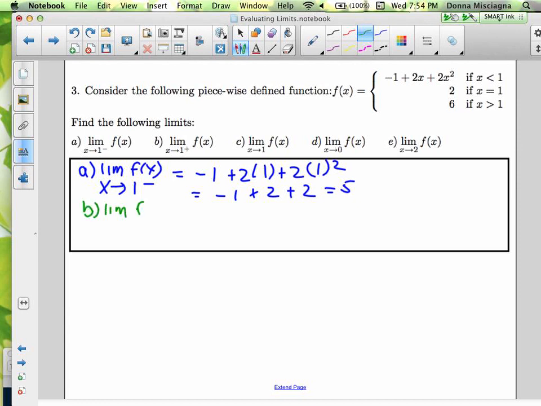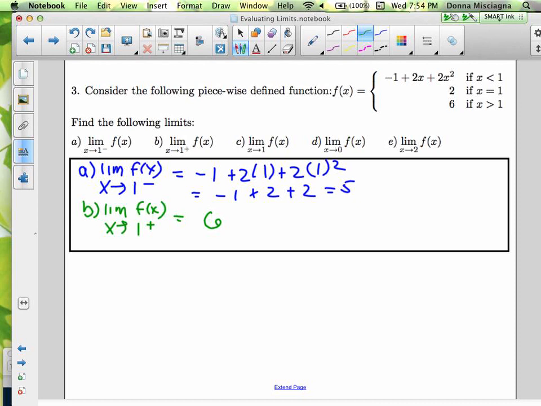How about the limit of our function as x approaches 1 from the positive side? So now we're going to use the greater than. You're going to ignore the equals, use the greater than, right? Because we're coming from the left and the right hand side. We don't care what it equals. So if you told me the limit is 2, well, you're wrong, right? It's not the value of the function, it's what's approaching from the left and the right hand sides. So now we're going to plug into the greater than side, and that's going to be 6, because it's 6 if x is greater than 1.